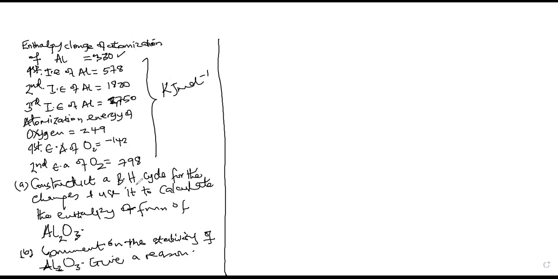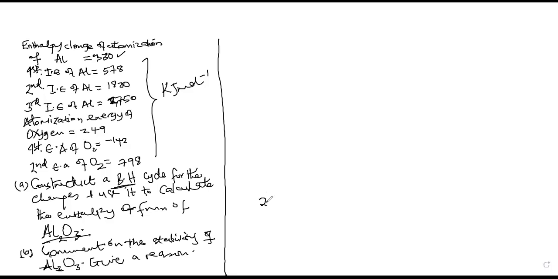They want us to draw the Born-Haber cycle for the energy changes, and use it to capture the enthalpy of formation of aluminium oxide. Also, they want us to comment on the stability of aluminium oxide. Now, to draw the Born-Haber cycle, any order you follow, whether you want to write from up going down or from down going up, it is up to you. So here, let me write from down going up.